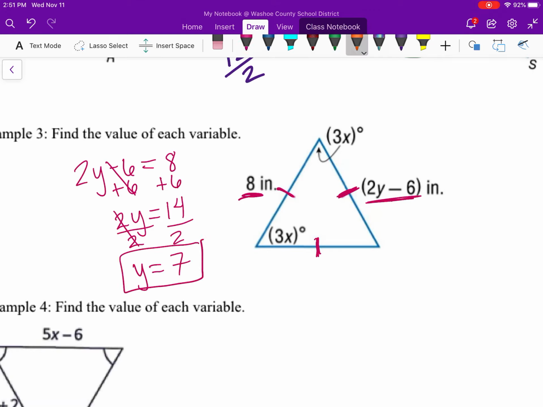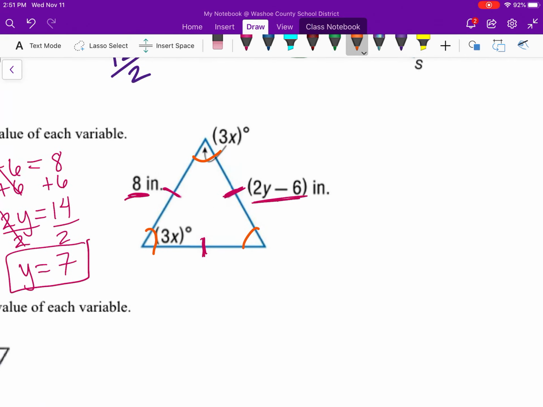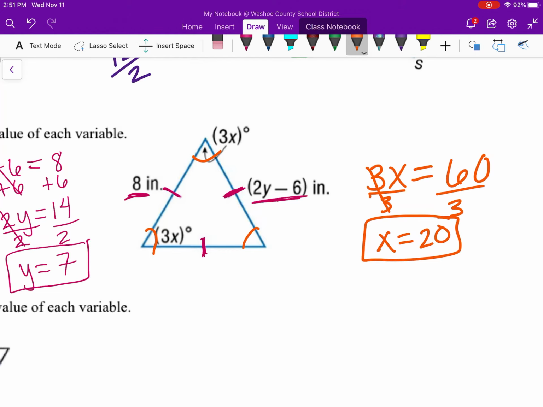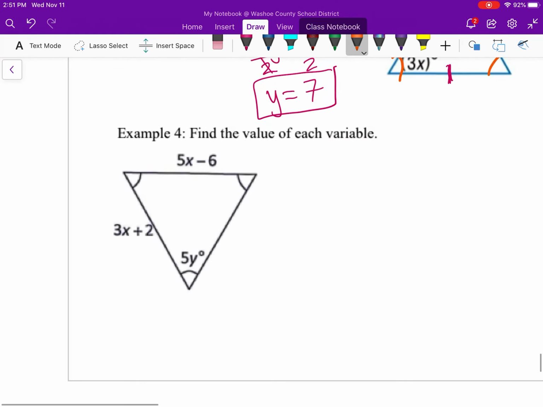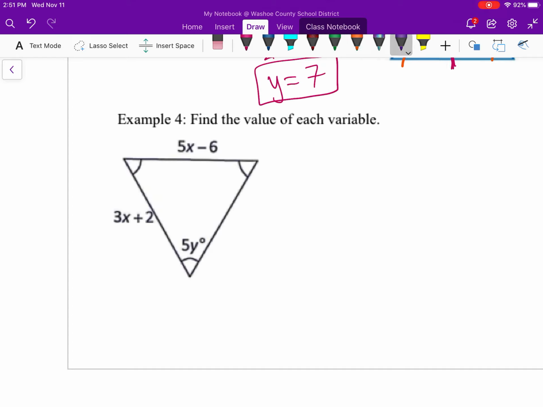And then to find x, well, if I have 3 equal sides, then that means I have 3 equal angles. So then my angles, which are labeled the same thing, 3x, are each going to equal 60 degrees total. So then I just divide by 3, and x comes out to be 20. Okay, last example here. Find the value of each variable again.